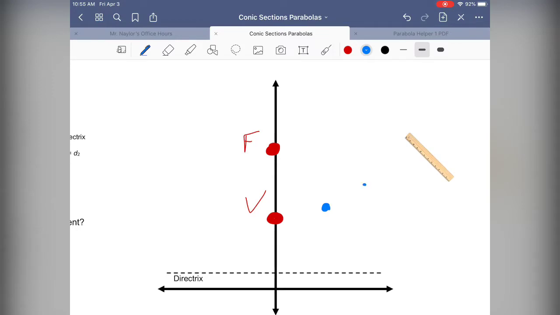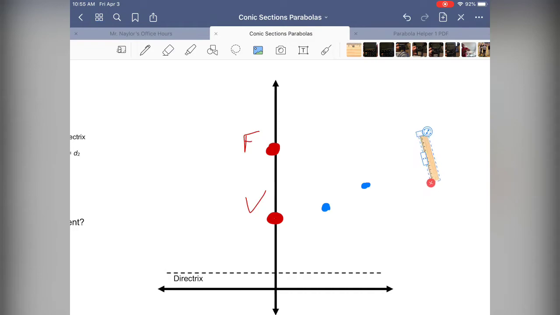I don't know, maybe it's right here. Now, again, students say, well, how'd you get that point? I don't really know if it's the point yet until I measure. So what I want to do is measure this distance from this point that I came up with to my directrix.